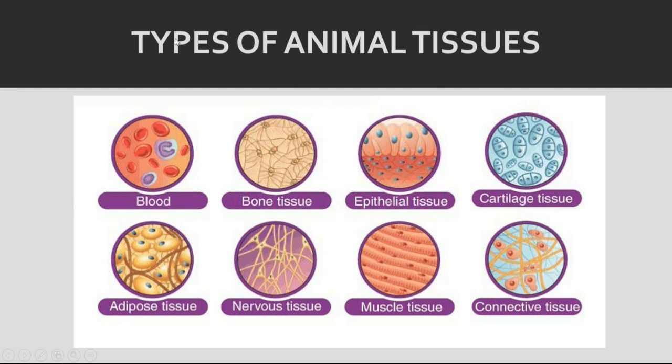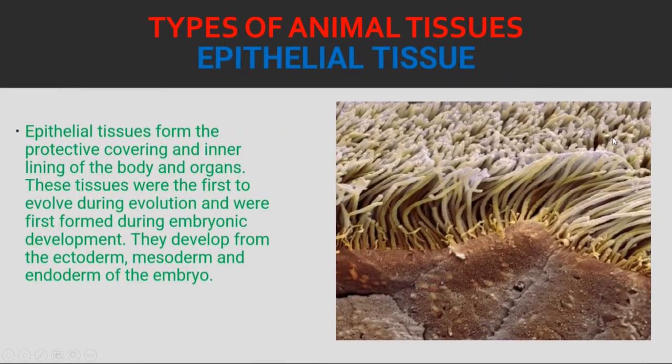So, till now we have discussed the types of plant tissue and we have defined what plant tissue and animal tissue are. Hope you have understood all the types and all the concepts till now. So let's move to the next slide and discuss one by one and in detail what these tissues are. So this is the first type of tissue, which is the epithelial tissue.